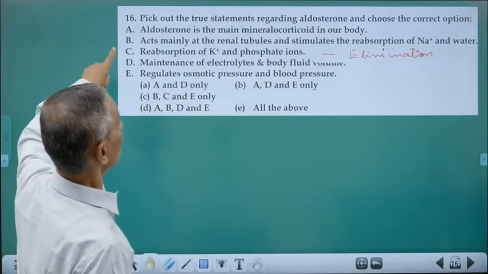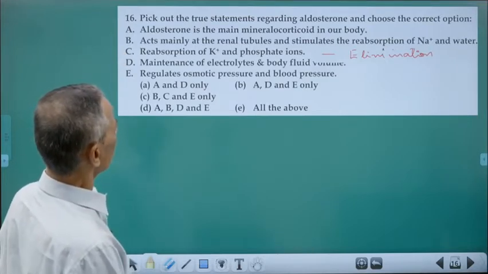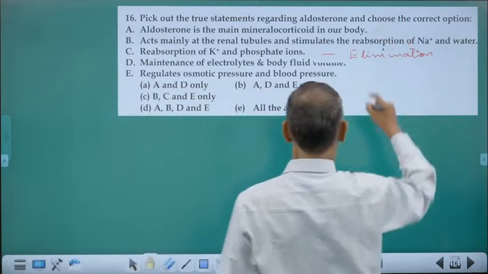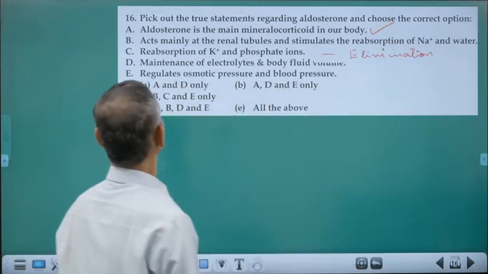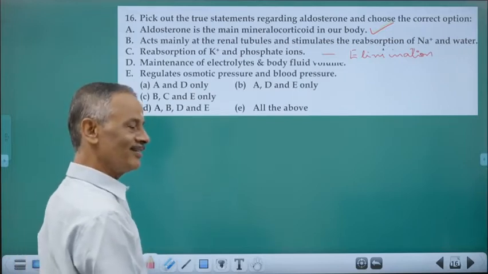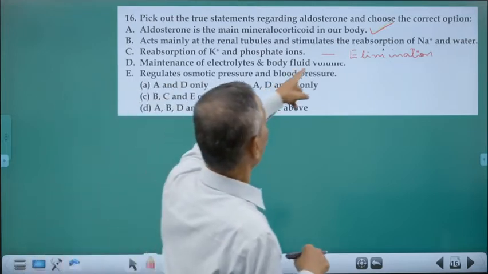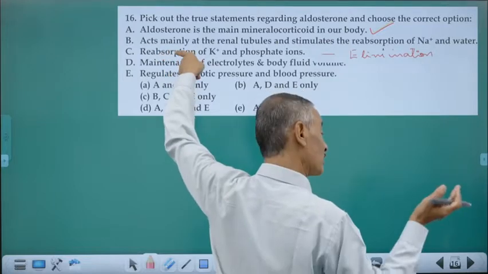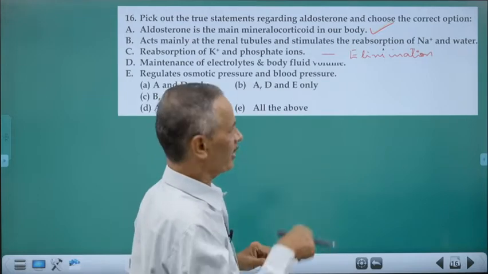Pick out the true statement regarding aldosterone and choose the correct option. Aldosterone is the main mineralocorticoid of our body. Correct. Acts mainly on the renal tubules. It also acts on our skin, absorbing sodium from the sweat. It also acts on the alimentary canal and absorption of sodium and water. But that is why it is clearly stated, it acts mainly on. Okay. It also acts on our skin and also on alimentary canal.